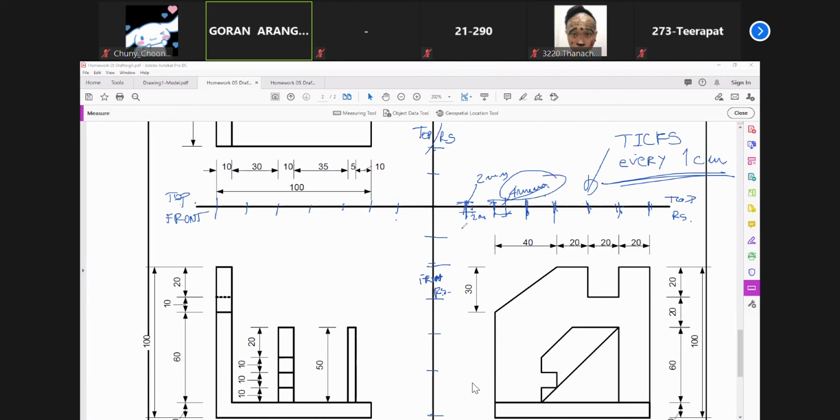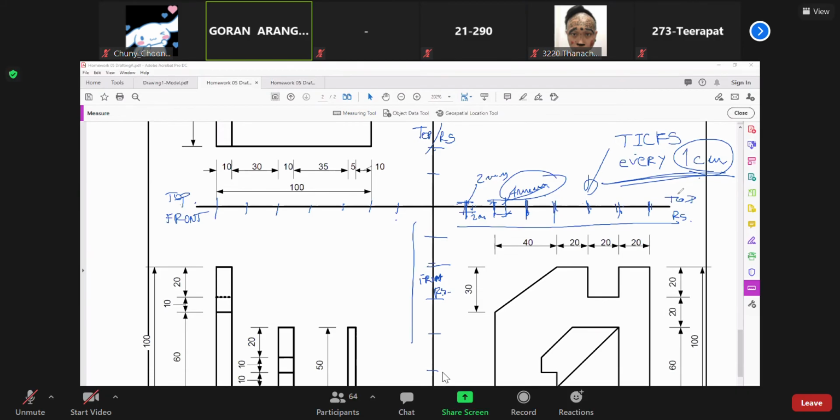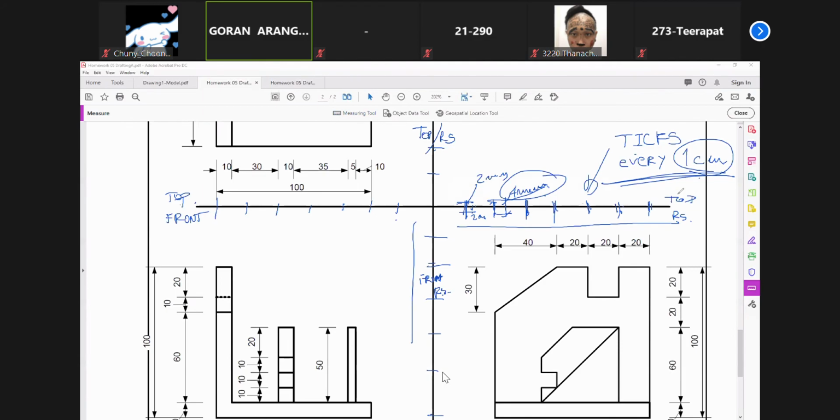So apply these ticks on the folding lines at every 1 centimeter. This must be done in order that I can measure and grade your drawing. However, this will also help you for your drawing as well. Okay, do you have any questions?